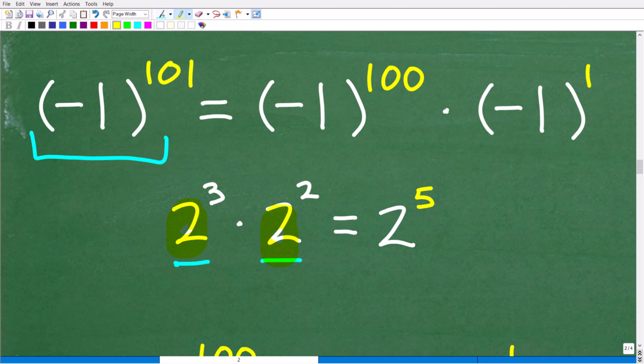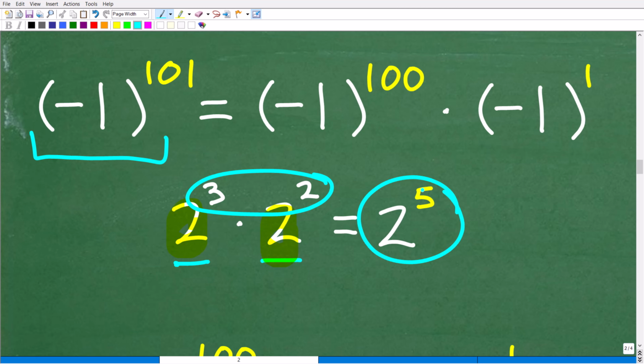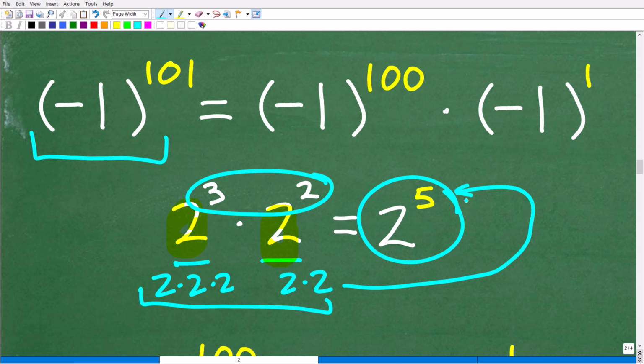The bases are 2, they are the same. All I have to do is add the exponents. That's equal to 2 to the 5th. And that would make sense too, because 2 to the 3rd power is 2 times 2 times 2. 2 to the 2nd power is 2 times 2. So all of this right here is 5 2's.